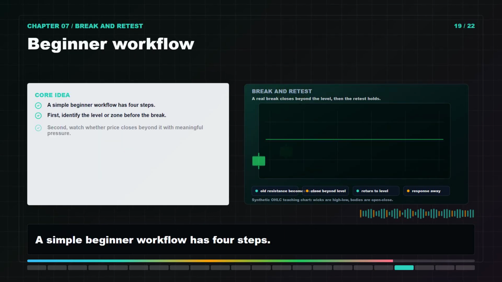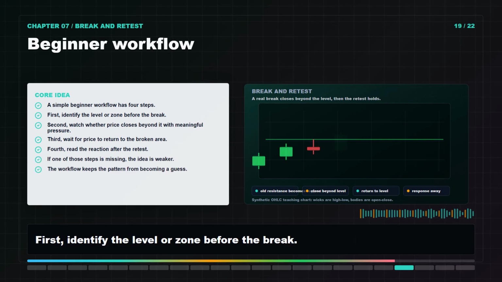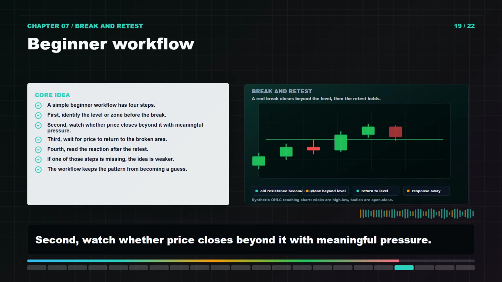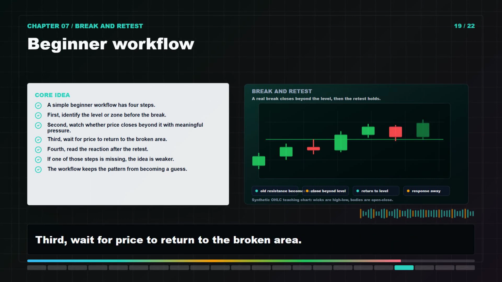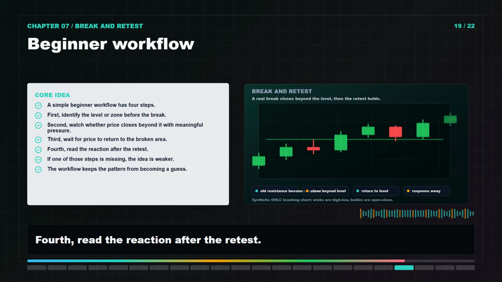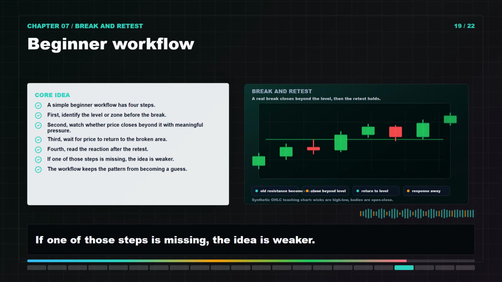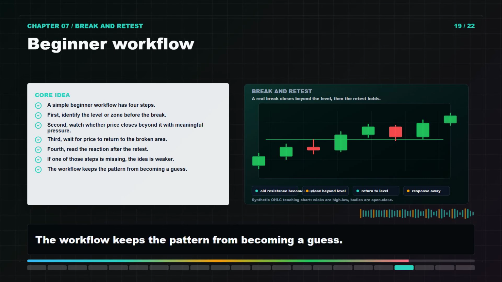A simple beginner workflow has 4 steps. First, identify the level or zone before the break. Second, watch whether price closes beyond it with meaningful pressure. Third, wait for price to return to the broken area. Fourth, read the reaction after the retest. If one of those steps is missing, the idea is weaker. The workflow keeps the pattern from becoming a guess.